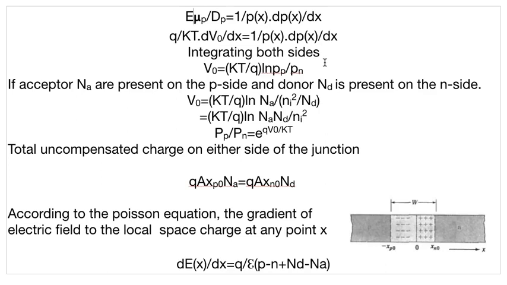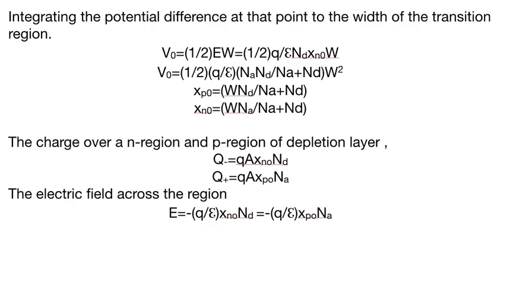is q A xp0 Na and q A xn0 Nd. According to the Poisson equation, the gradient of electric field to the local space charge at any point, dE over dx, is q by epsilon times p minus n plus Nd minus Na. Integrating the potential difference at that point to the width of the transition, which we have got earlier, V naught is half E into W, or half q epsilon Nd xn0 into W.